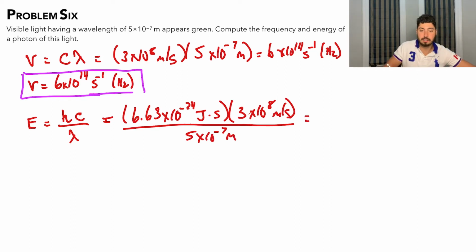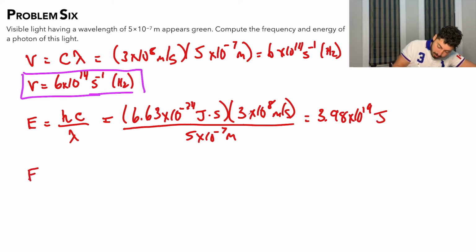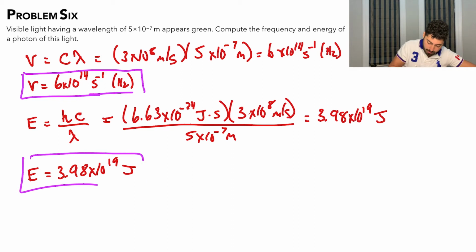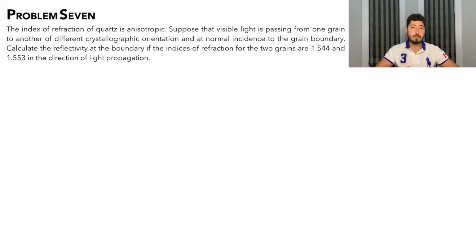Plugging that into your calculator is going to give you 3.98 times 10 to the minus 19 joules. So we can say or conclude that our energy is equal to 3.98 times 10 to the minus 19 joules. And that's the end of problem number 6. Let's move on to problem number 7.